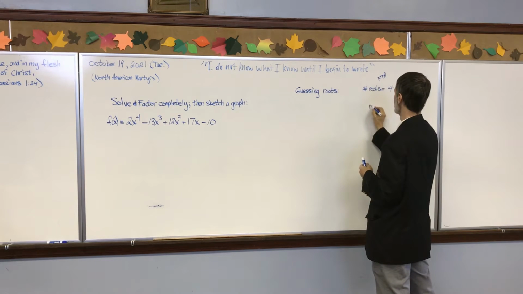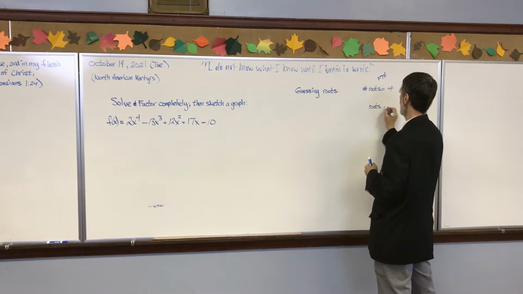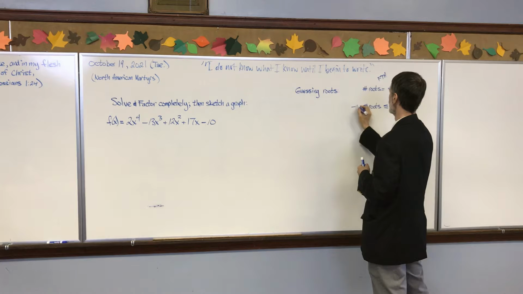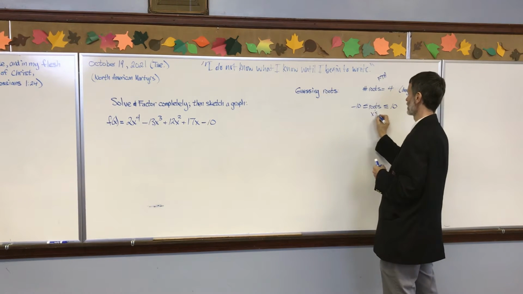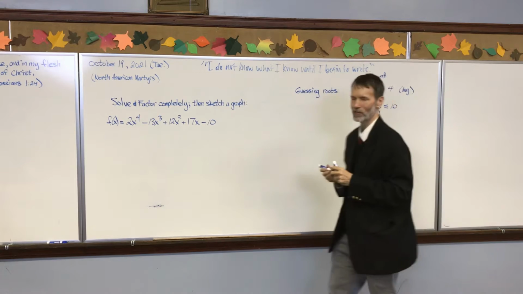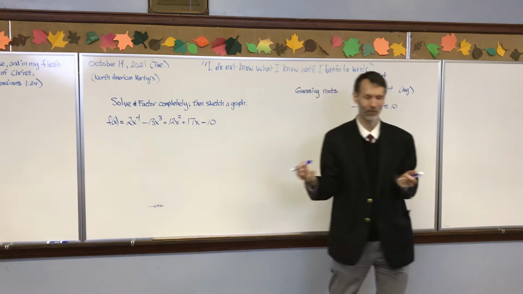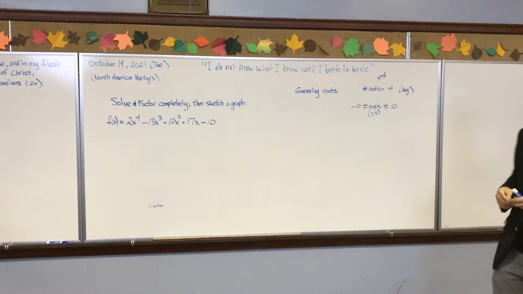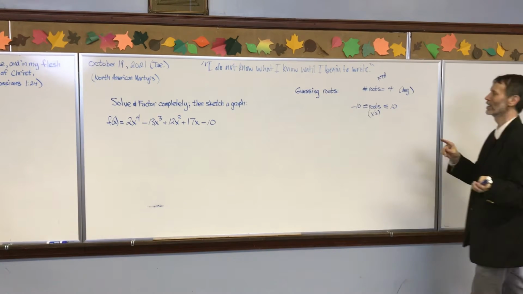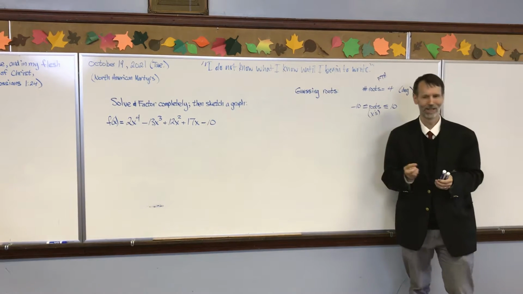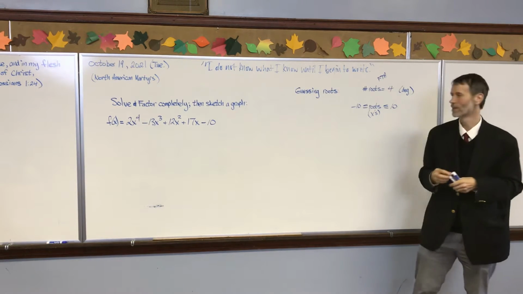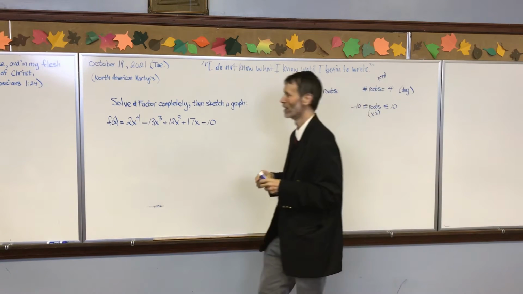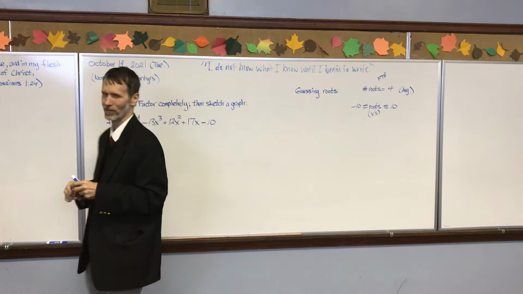So in other words, the roots have to be between negative 10 and 10. These are the x's that we're looking for. All the values of x that make the thing equal to 0 should be between negative 10 and 10. It does include negative 10 and it does include 10. Are those guaranteed? No. But you never have to go past those. So that helps. What else?